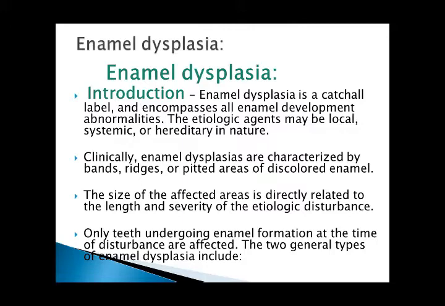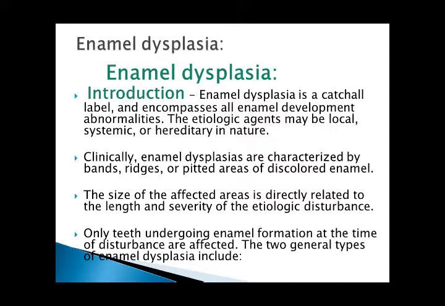Enamel dysplasia is a critical level and it encompasses all enamel development abnormalities. Etiologic agents may be local, systemic, or hereditary in nature. Clinically, enamel dysplasias are characterized by bands, ridges, or pitted areas of discolored enamel. The size of the affected areas is directly related to the length and severity of the etiologic disturbance. Only teeth undergoing enamel formation at the time of disturbance are affected.